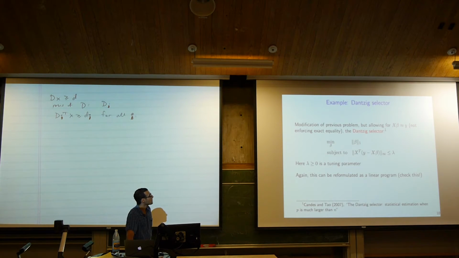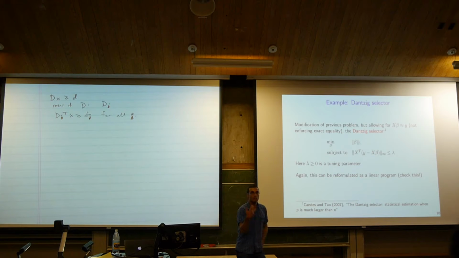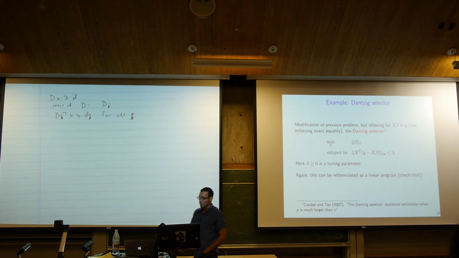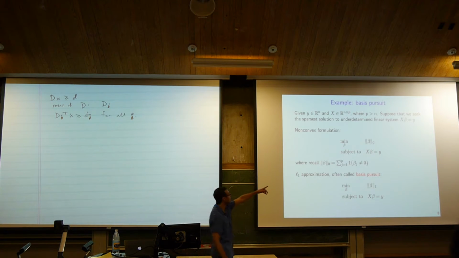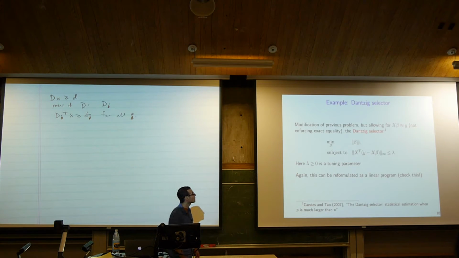Another example of a linear program, continuing in the stat ML line, is the Dantzig selector. It has a very similar motivation. We want to find a linear combination of the variables x that's close to y, but not exactly equal to y. Statistically speaking, this is the same problem the lasso is trying to solve, just a different way of solving it. So instead of enforcing the constraint that x beta must be equal to y, we just want a constraint that says it has to be close to y.